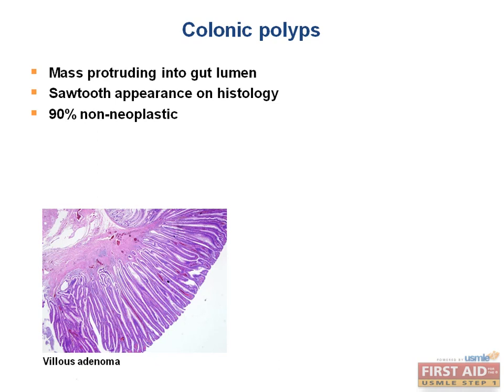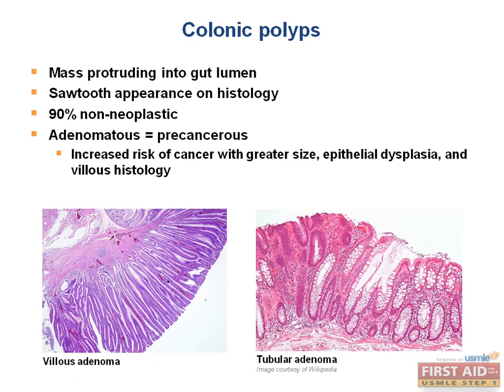Now, because colon cancer is an adenocarcinoma, the polyps that are precancerous are the adenomatous type. There is a greater risk of malignancy in a larger polyp, which makes sense since there's more growth, as well as a greater risk of malignancy with villous histology, and as epithelial dysplasia increases.